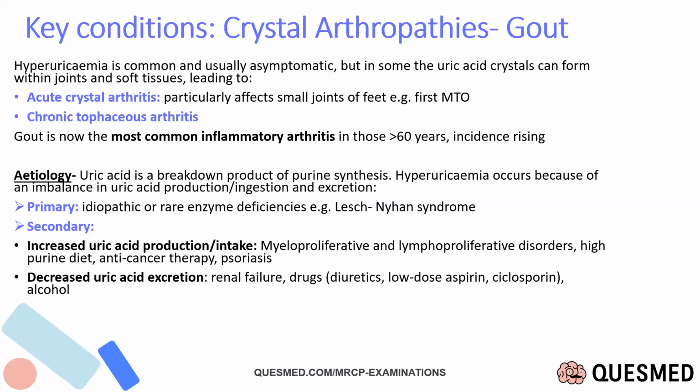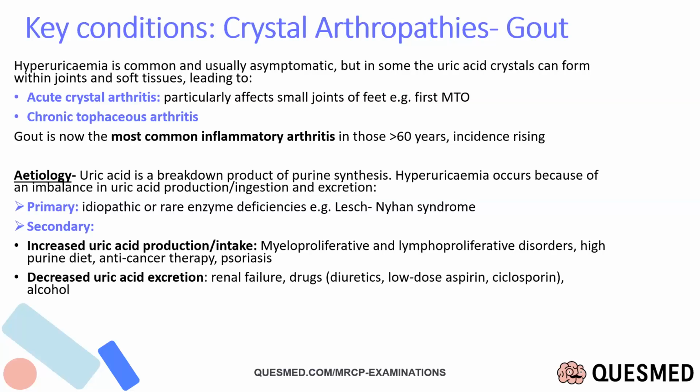And the way it works is uric acid is a breakdown product of purine synthesis. So it occurs because there's this imbalance in production and excretion. It can be primary, so there's some rare enzyme deficiencies, or it can be secondary, which is much more common. So you can get increased production of uric acid. So that's with your hematological malignancies, or if you're having a lot of purines in your diet, that's seafood and steaks and all the delicious things, and also anti-cancer therapies and psoriasis.